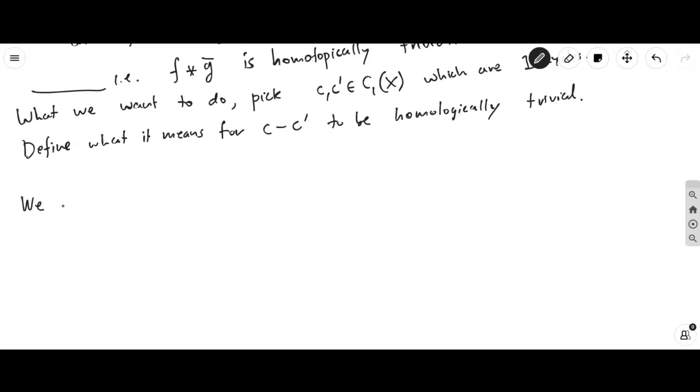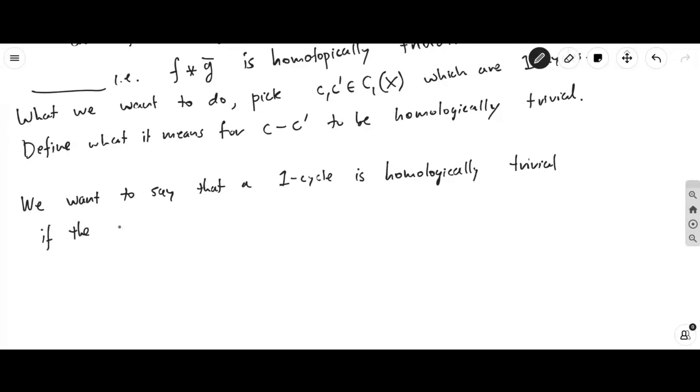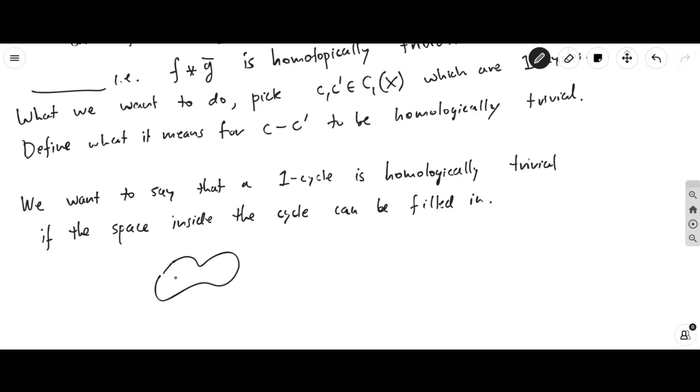We want to say that a one cycle is homologically trivial if the space inside the cycle can be filled in. Right? That's the idea. So imagine you have some kind of cycle over here.